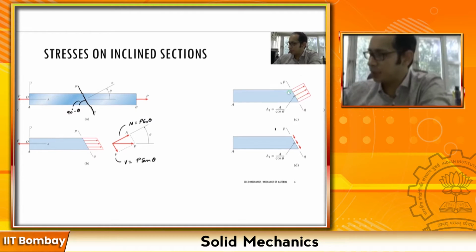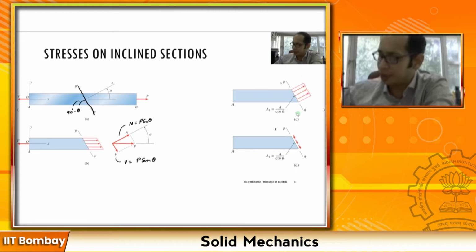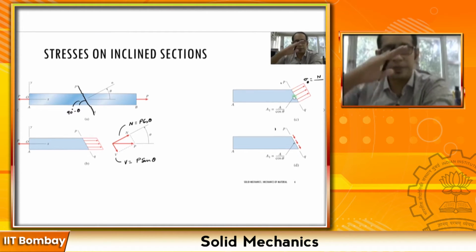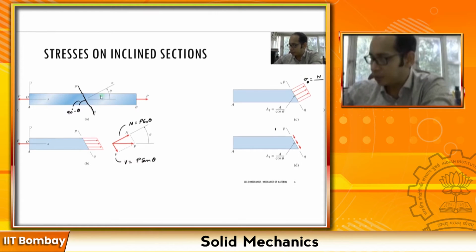Now let's come back to this figure. Because of this normal force acting along the outward normal from that plane PQ, I have a normal stress. So this stress is normal to this face PQ. How do I write this stress? I'm going to call this sigma theta, and it is equal to my normal force N divided by the inclined cross-sectional area. And what is the inclined cross-sectional area? If this angle is theta, it is going to be A divided by cosine of theta.